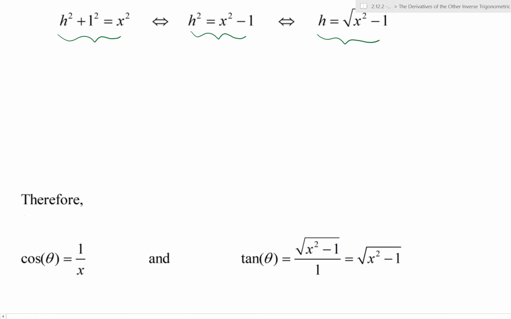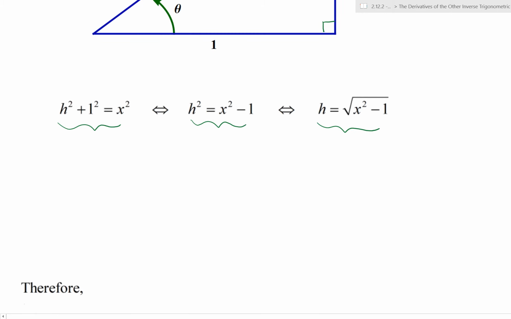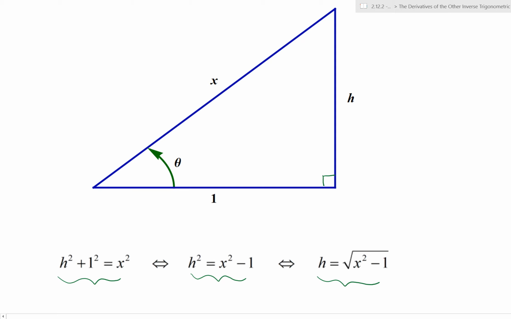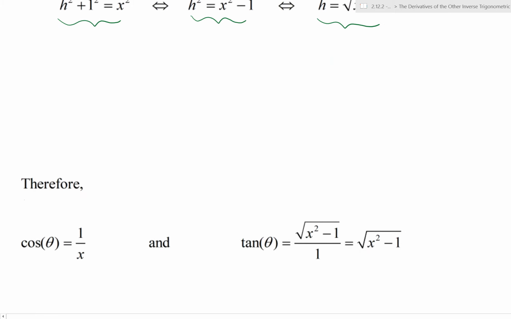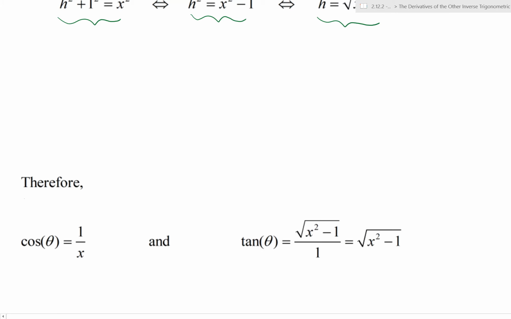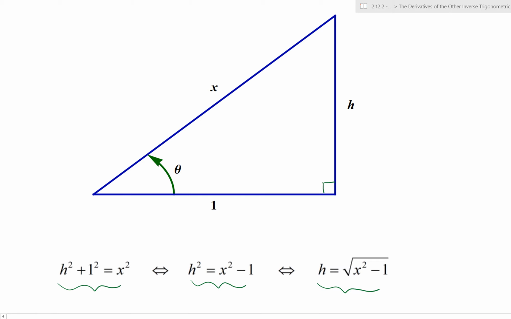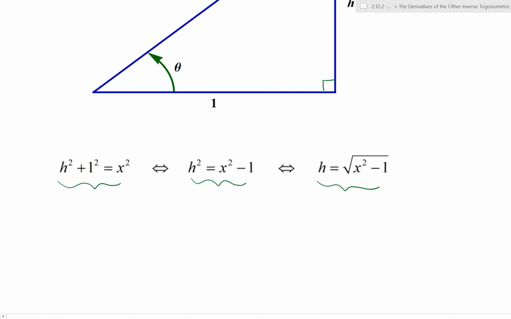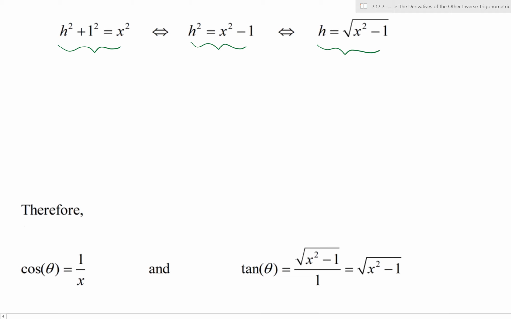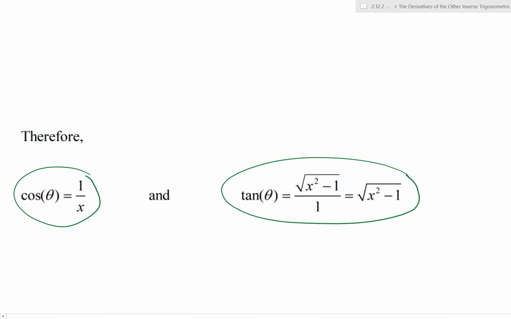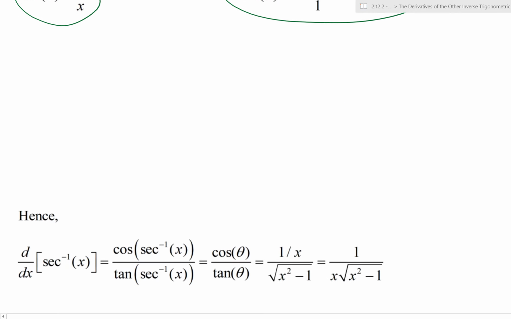And therefore, cosine of that angle theta is 1 over x. So just go up here, cosine is adjacent over hypotenuse, 1 over x. And then we also need the tangent of that angle, opposite over adjacent. So that would be h over 1, but h is square root of x squared minus 1. And hence we get square root of x squared minus 1 divided by 1, which is just square root of x squared minus 1. So we found the cosine of that angle. We found the tangent of that angle theta. But of course, theta here just represents our secant inverse function.